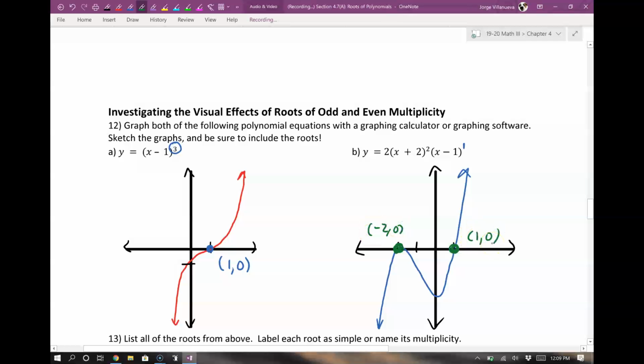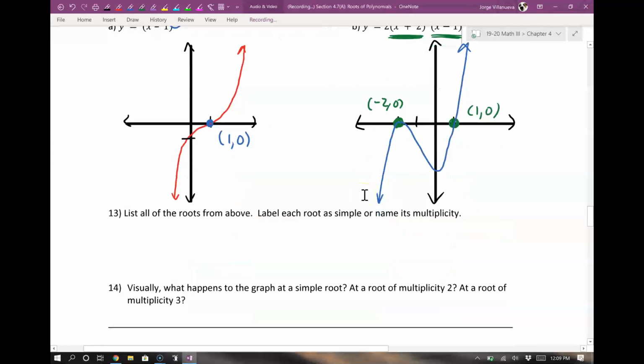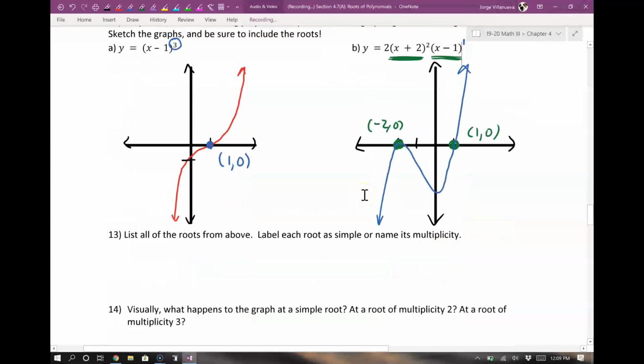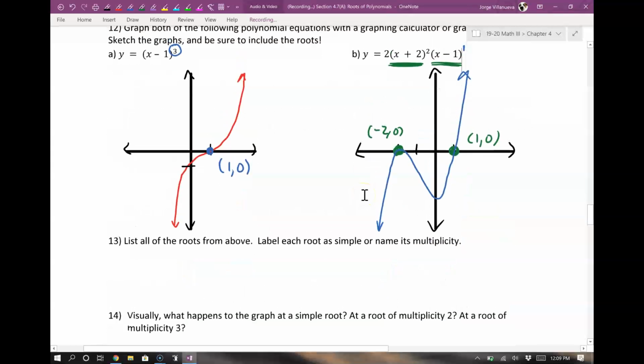Now, if you wanted to find out if it had multiplicity 2, etc., then what you do is you grab this piece here and you set it equal to 0 and solve, and you grab this piece here and you set it equal to 0 and solve. And you can find out if it has multiplicity, yes or no, and stuff like that, okay? So, let's continue. It says, list all the roots from above. So, all right, the 1, 0.